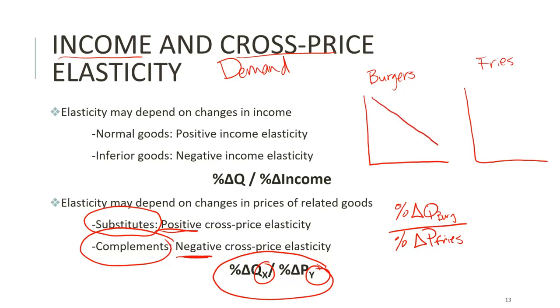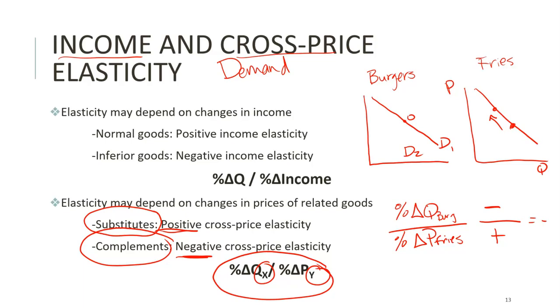So let's say we're talking about the market for burgers. And we see that we have an increase in the price of fries. As a result, this causes the demand for burgers to decrease. So our percentage change in quantity of burgers is going to be negative because it's a decrease, right? Old value to new value, it's dropping. And the price of fries went up, so we're going to get a positive value on the bottom, and this is going to give us a negative number.